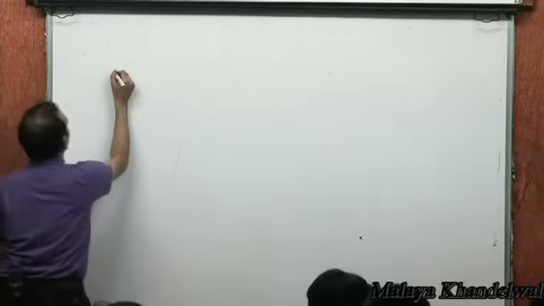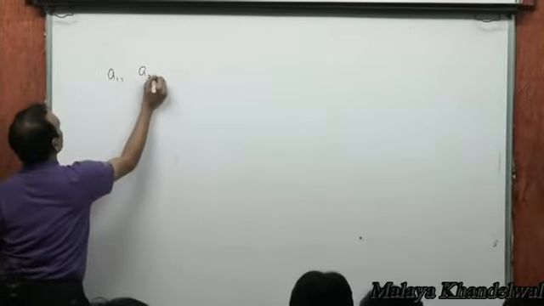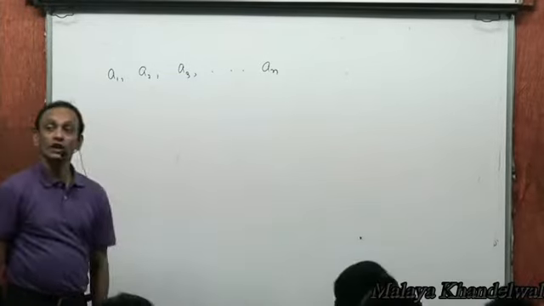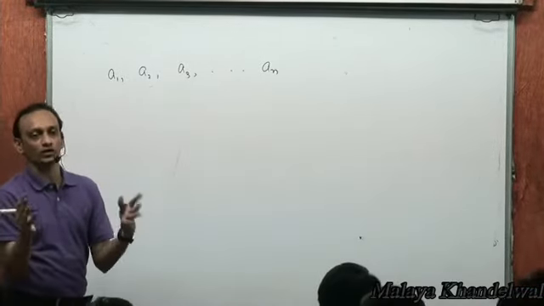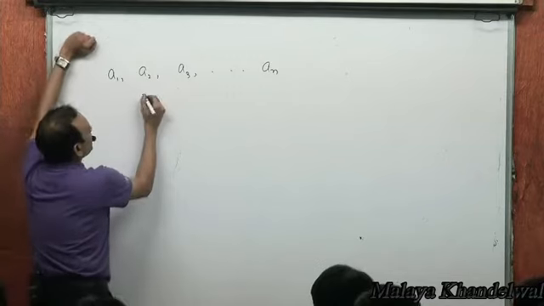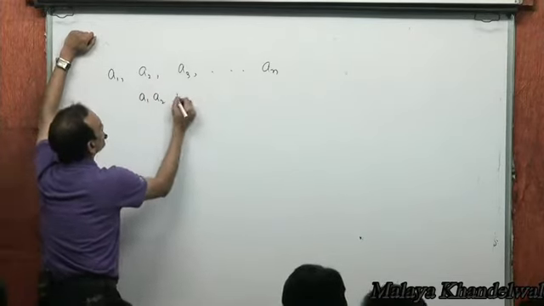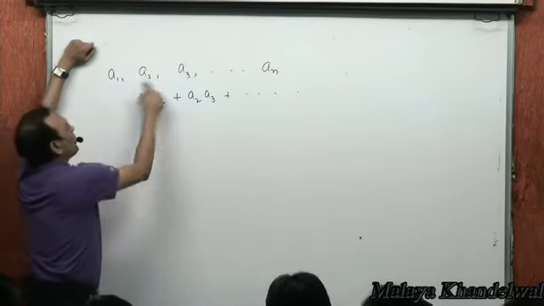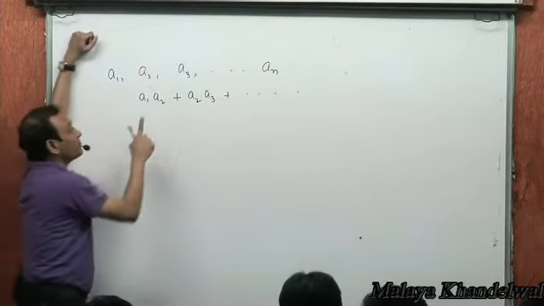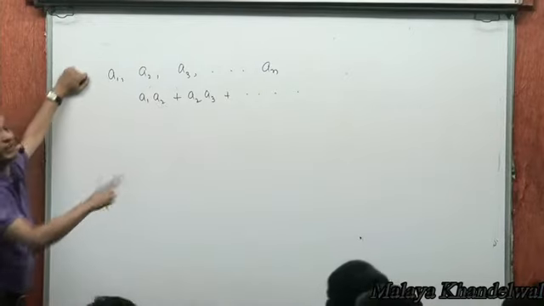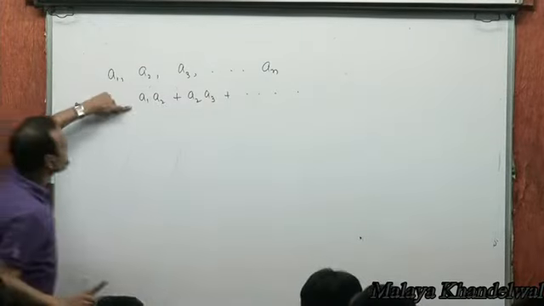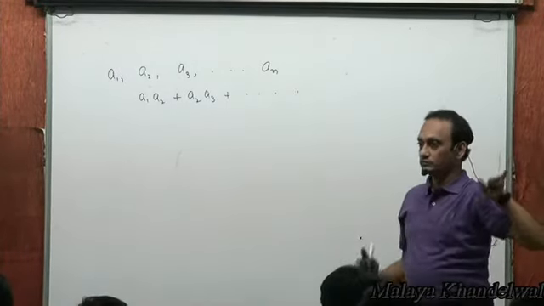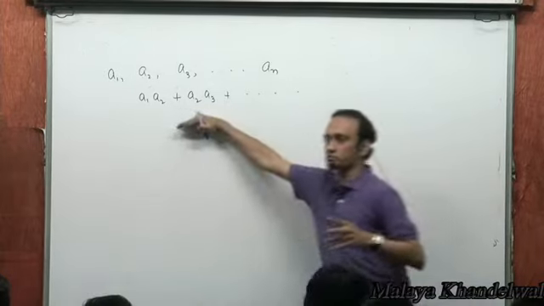See, if I have n quantities, A1, A2, A3, An, right? Now, sum of the product 2 at a time means what? Take all possible pairs. For example, A1 A2 plus A2 A3 plus and so on and so forth. All possible pairs. But if A1 A2 has appeared, A2 A1 will not appear in this. All possible pairs are taken in this summation.